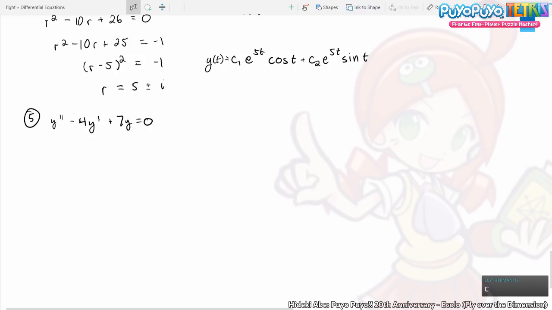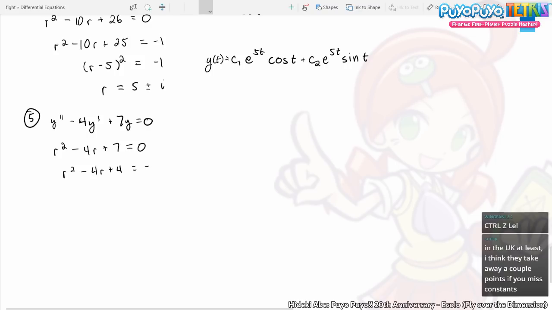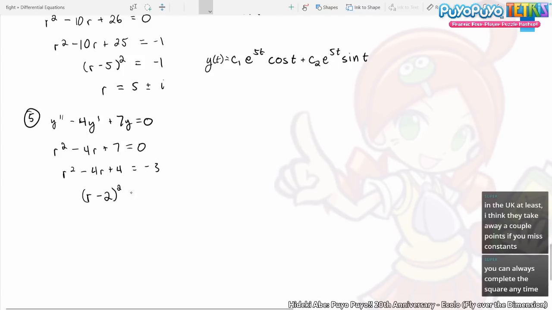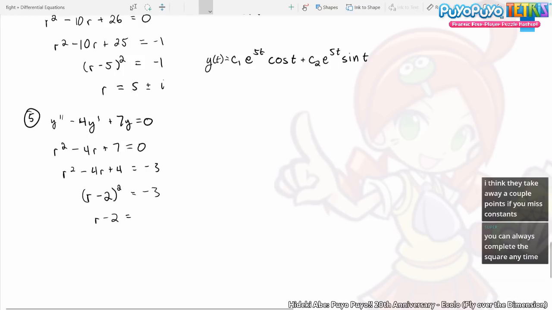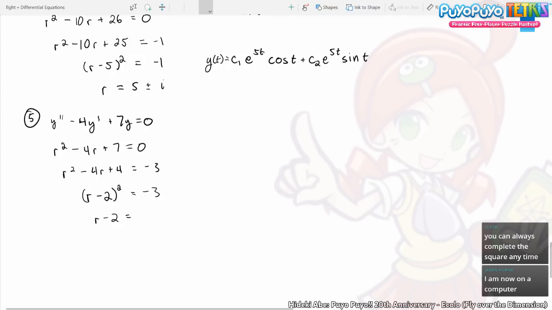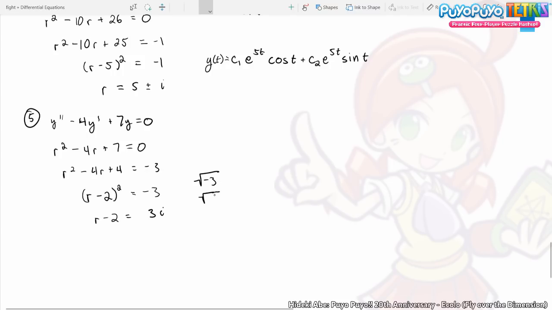Darn, okay. So I can complete the square for this one too, right? So what is this? R squared minus... What is this? Wait, 3i? Right? Because square root of negative 3... Oh wait.